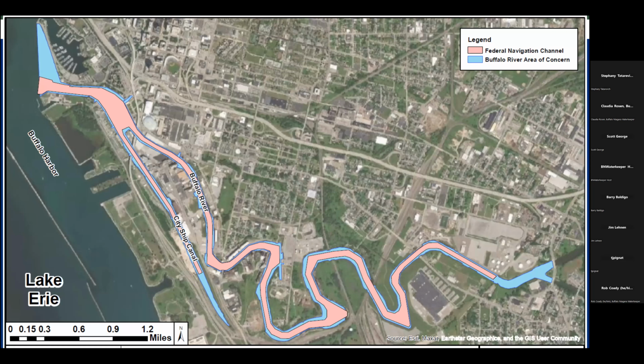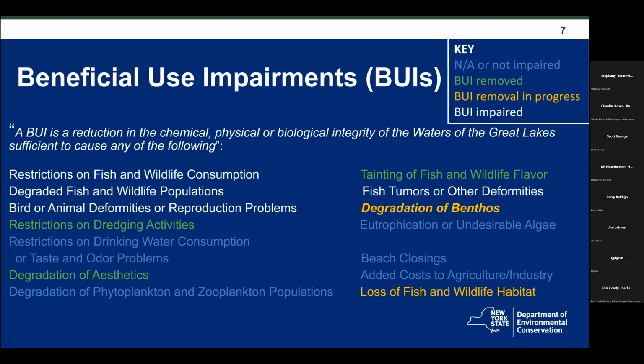The International Joint Commission, or IJC, defined 14 potential beneficial use impairments an AOC can have under the Great Lakes Water Quality Agreement. Beneficial use impairments represent different types of significant environmental degradation. Of the 14 possible BUIs identified by the IJC, 9 BUIs were identified for the Buffalo River AOC.